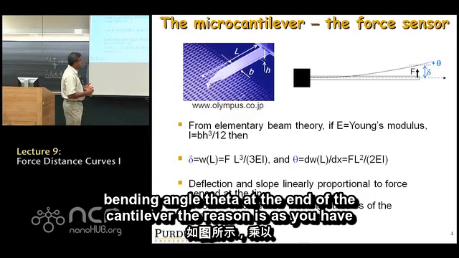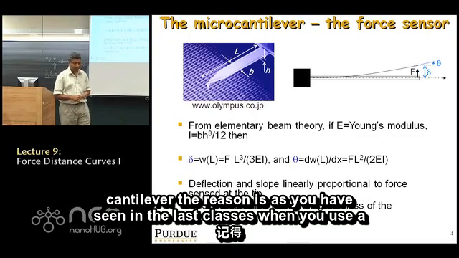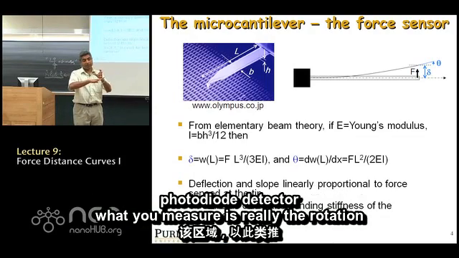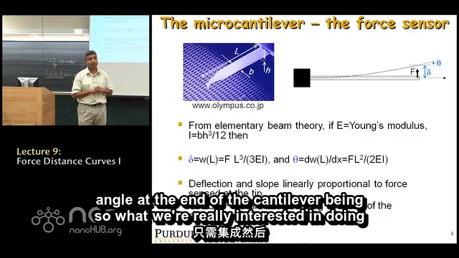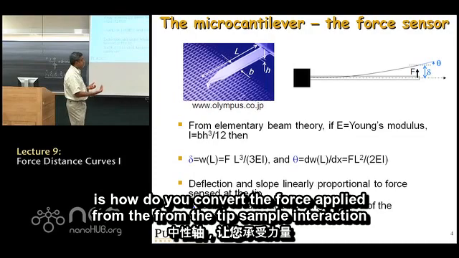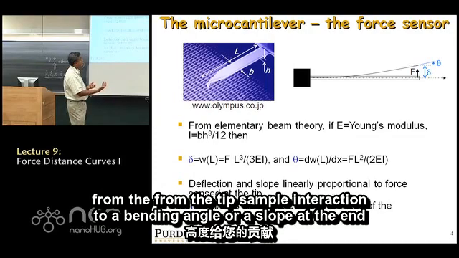The reason is, as you have seen in the last classes, when you use a photodiode detector, what you measure is really the rotation angle at the end of the cantilever beam. So what we're really interested in is how you convert the force applied from the tip-sample interaction to a bending angle or a slope at the end of the cantilever.